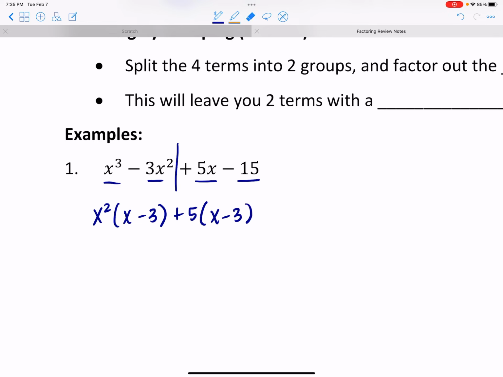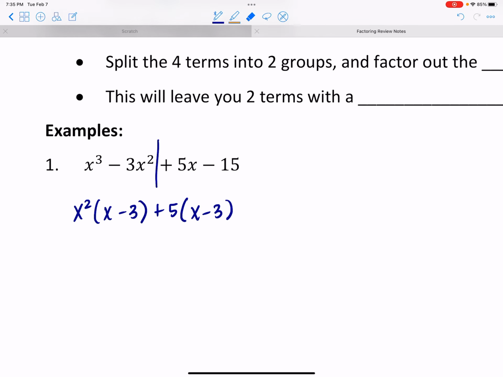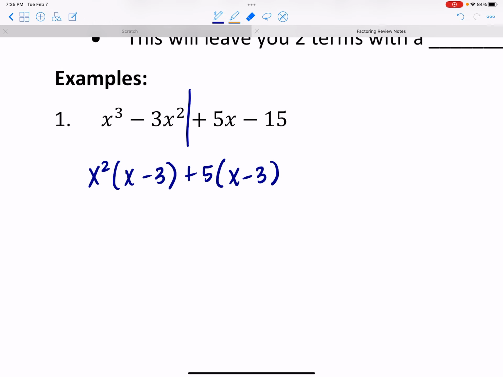And so if you look at what we have at this step, we no longer have 4 terms in our expression. Now if I multiply out what I have, I do get back to the same 4 terms, so I haven't changed anything. But now again, instead of 4 terms with nothing in common, I have 2 terms. This product means this is all 1 term, and this product means this is all 1 term.